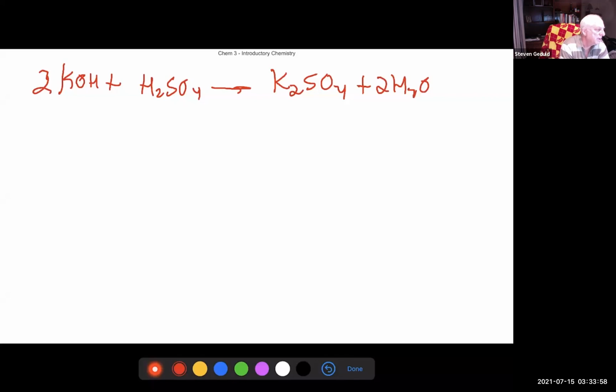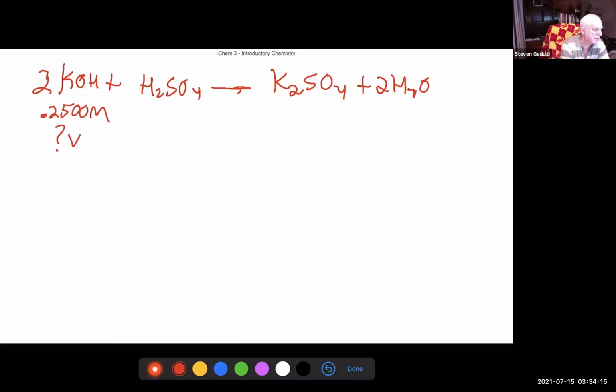And it says the volume, you have 0.2500 molar KOH. What volume is needed? So question mark volume. To react with 12.9 milliliters of 0.2 molar H2SO4. So the question states if you have 12.9 milliliters of 0.200 molar sulfuric acid, how much potassium hydroxide at 0.2500 molar do you need to react completely with it, to completely neutralize it?